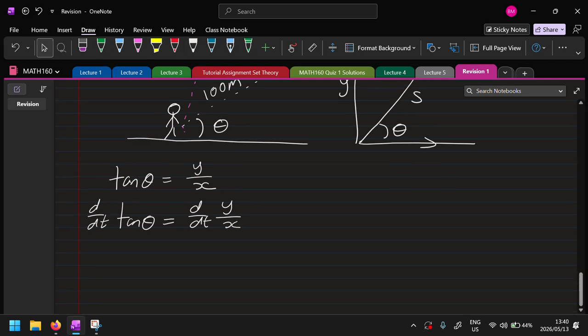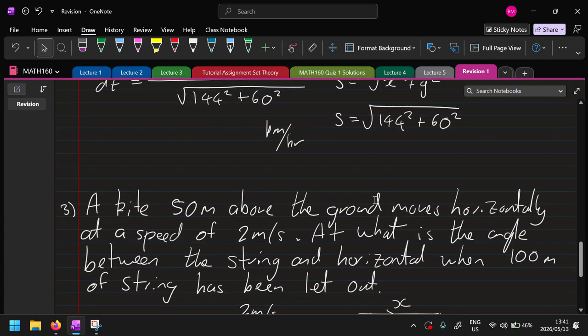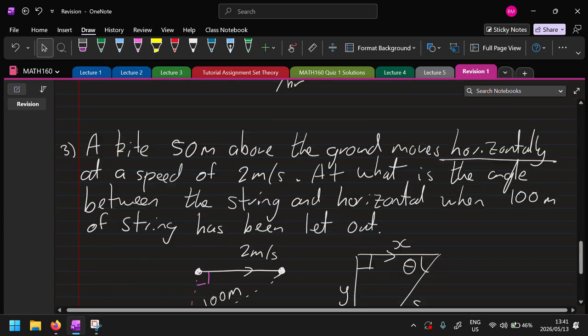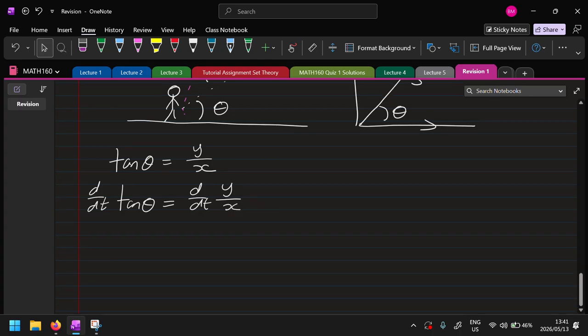Okay, now I'm not writing theta of t for all of these, but we know theta is a function of time. X is a function of time. What about y? It's a constant. How do we know that? Moves horizontally. It says nothing about moving vertically, so y is fixed. Okay. So let's do the derivatives.